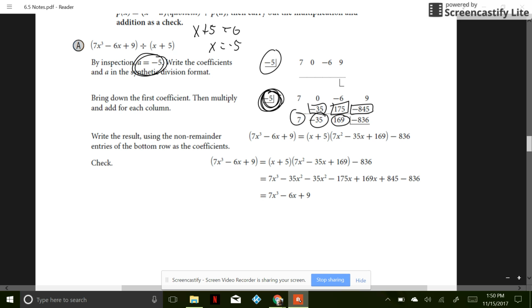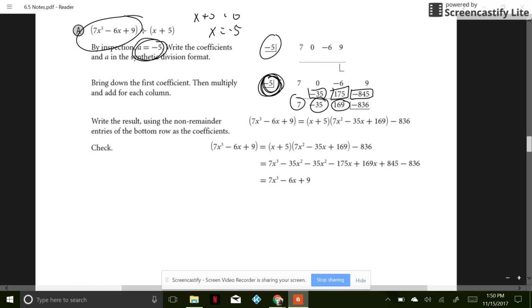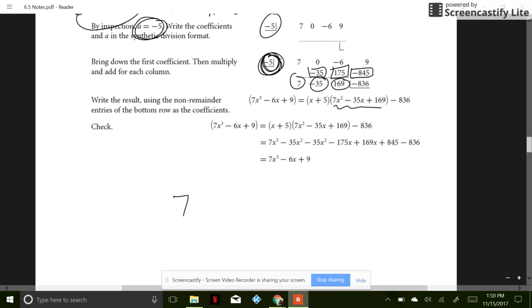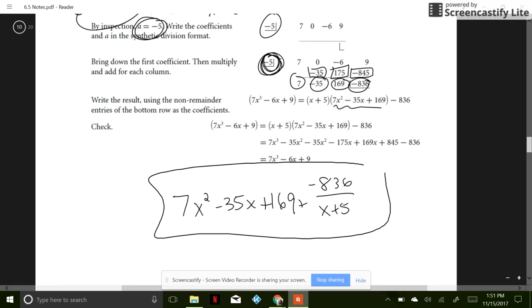So since our problem here started as a cubed, we take our factors. This was -5. They write it a little differently. We'll take the coefficients here and do 1 power less. So since we started cubed, it'll now be squared as our first one. So we'll have 7x squared minus 35x plus 169. Then we take the remainder, -836, over the divisor here. So that would be x plus 5. So this is how we would write our solution in this problem.